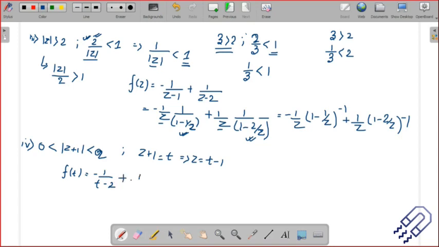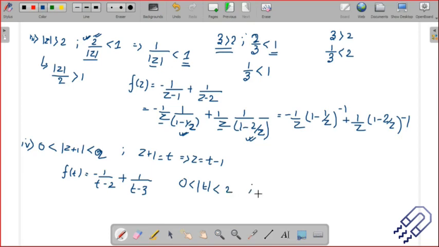Okay? 1 divided by, this is z minus 2. In place of z, I'll put t minus 1. So minus 1 minus 2 will be minus 3. So this will be t minus 3. So whatever limit we are going to put, we are going to put it on t. That means here t is going to be between 0 and 2.